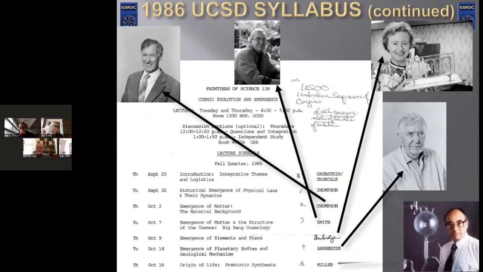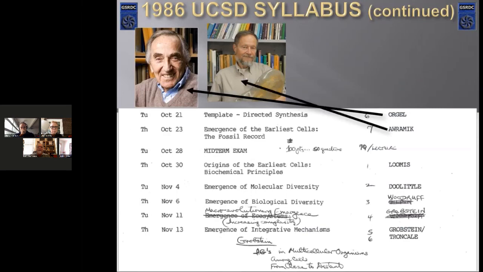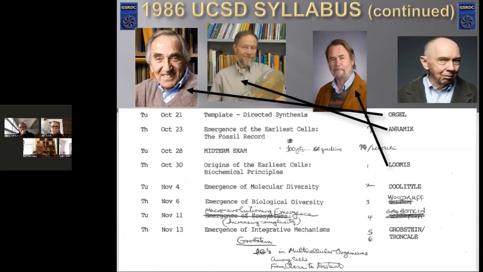Then we were privileged to have Miller of the Miller and Urey group. Miller got the Nobel Prize for the very beginnings of origins of life. We continued now with template-directed synthesis by Orgel. That's a picture of Orgel, Leslie Orgel, and he is famous for the RNA origins of the genetic code and many other things. He was famous in those days and is still famous. Then the earliest cells were covered by Aramik. Actually, this person here, he's holding a great big rock because he's a geologist. And then Loomis took over discussing the earliest cells, the biochemical principles of prokaryotic and eukaryotic divergence.